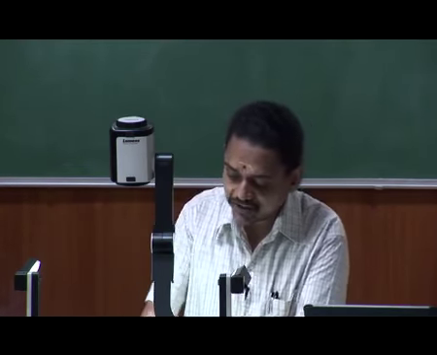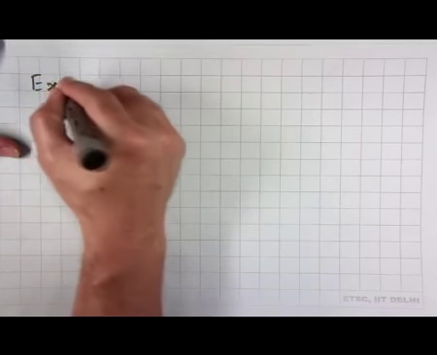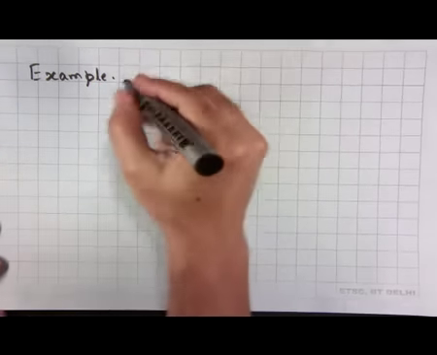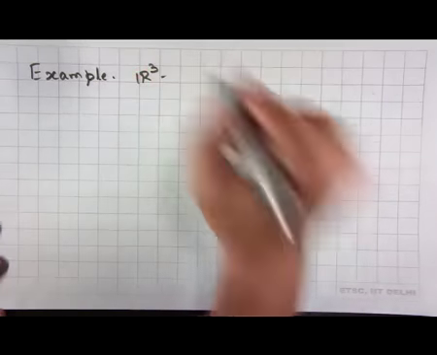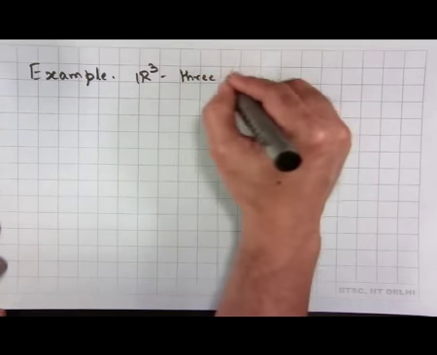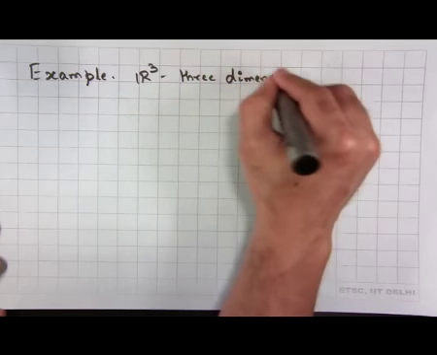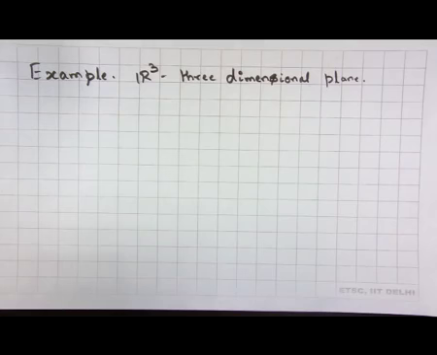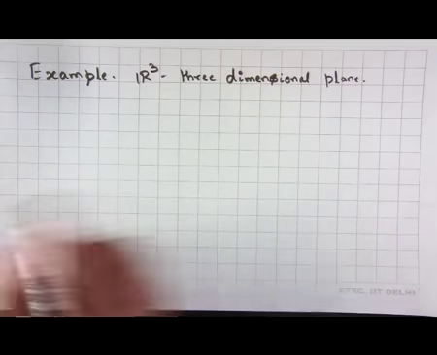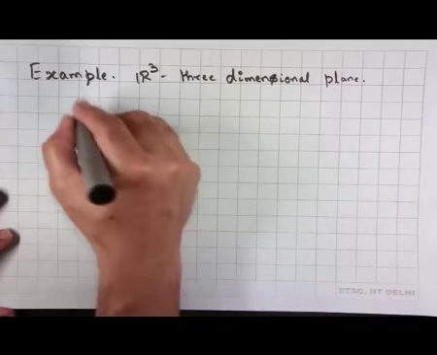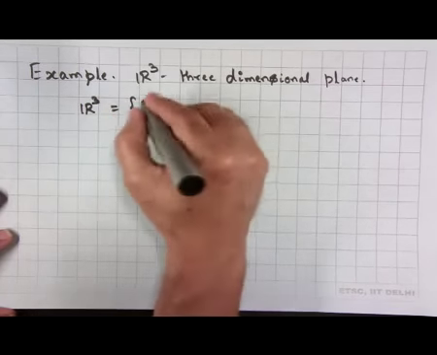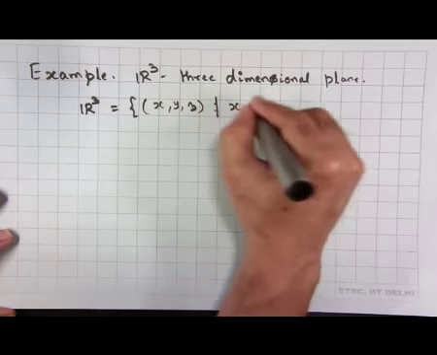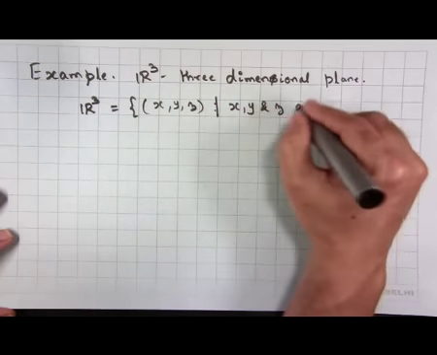Now, let us do one more example. This is again a familiar example, a known one for all of us. Let us look at R 3, the 3 dimensional plane. This is the usual one that we look at. What is this 3 dimensional one? R 3, as we all know, consists of all x, y, z triples, such that x, y and z all 3 are real numbers.